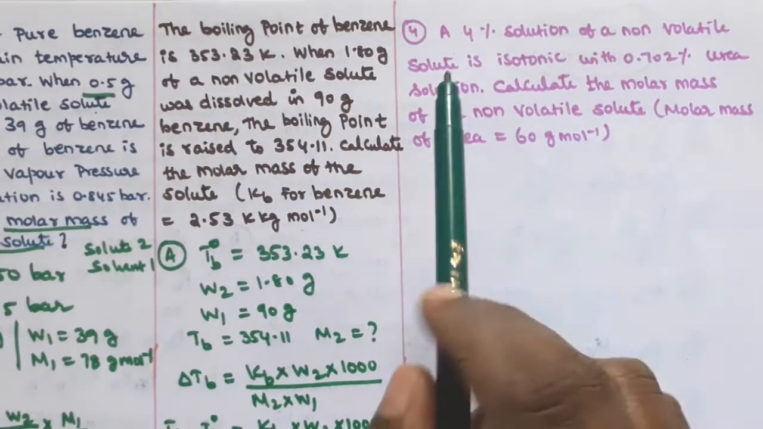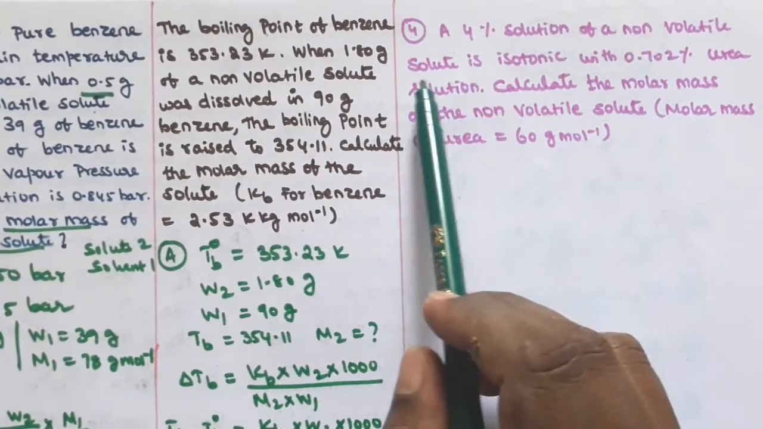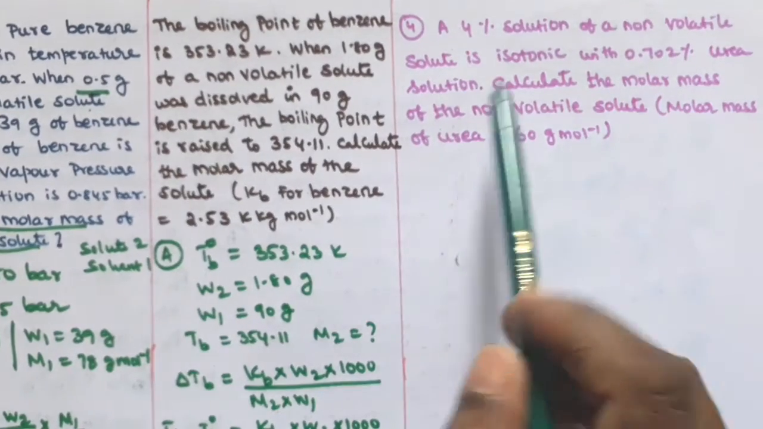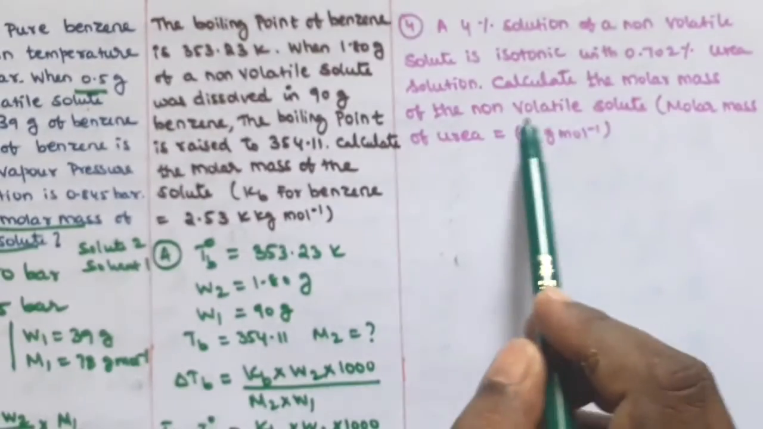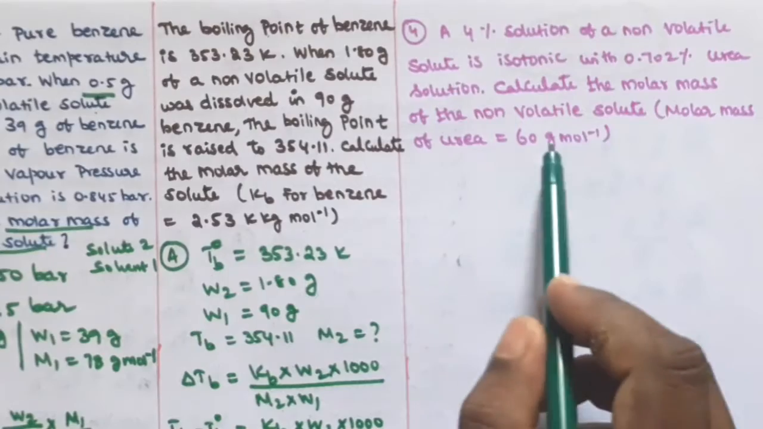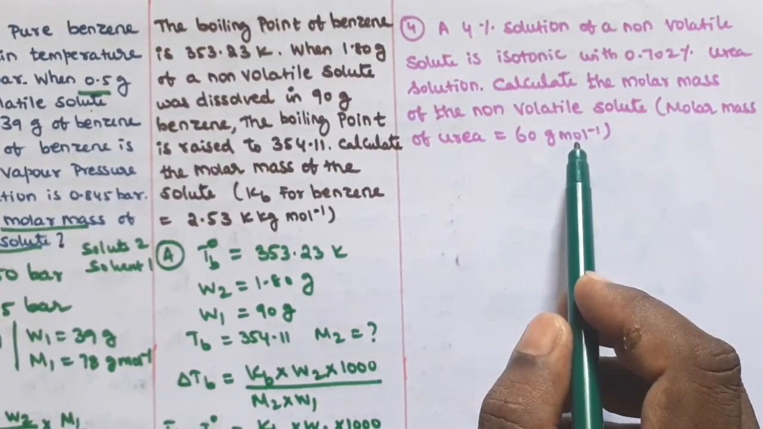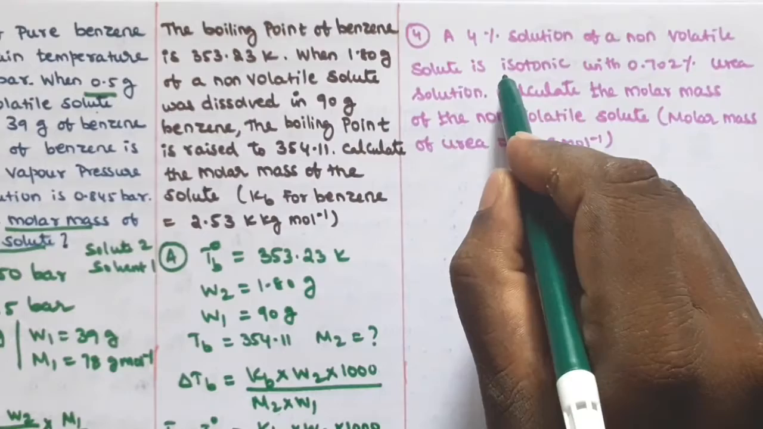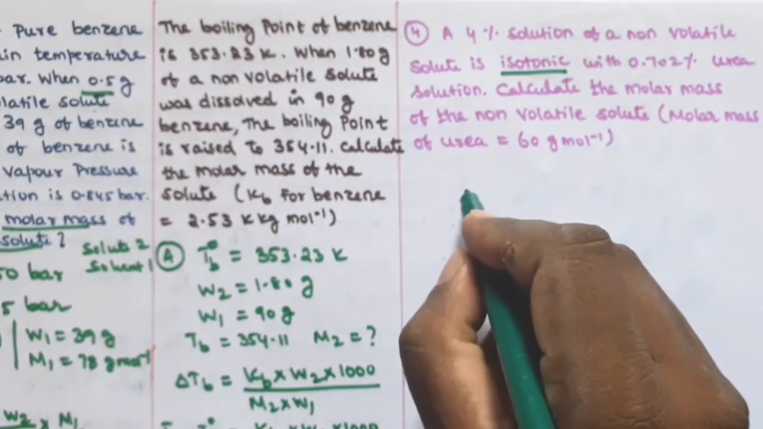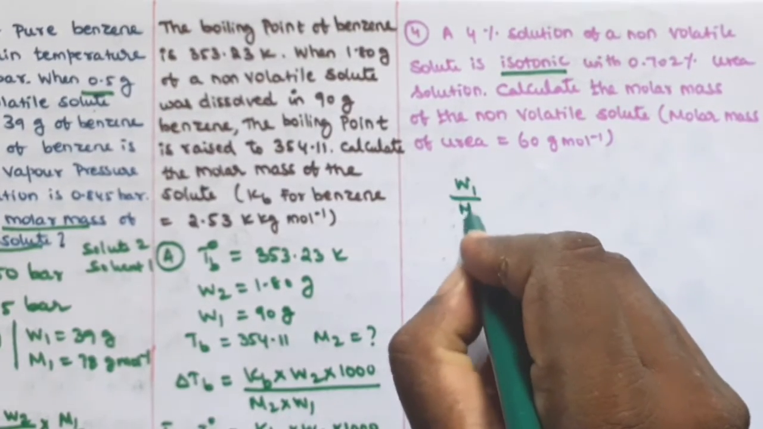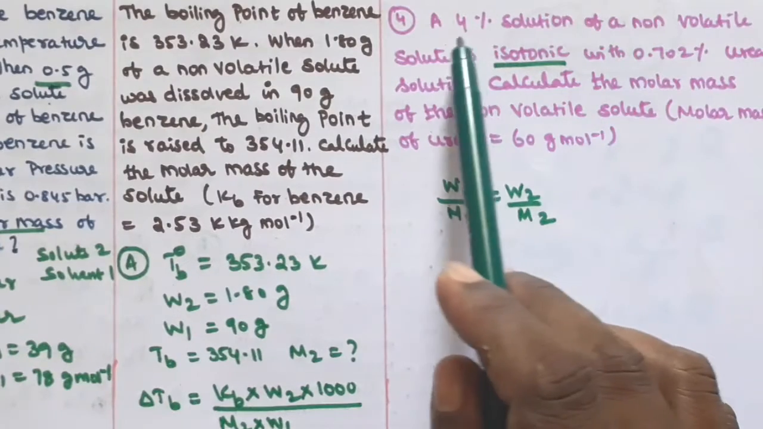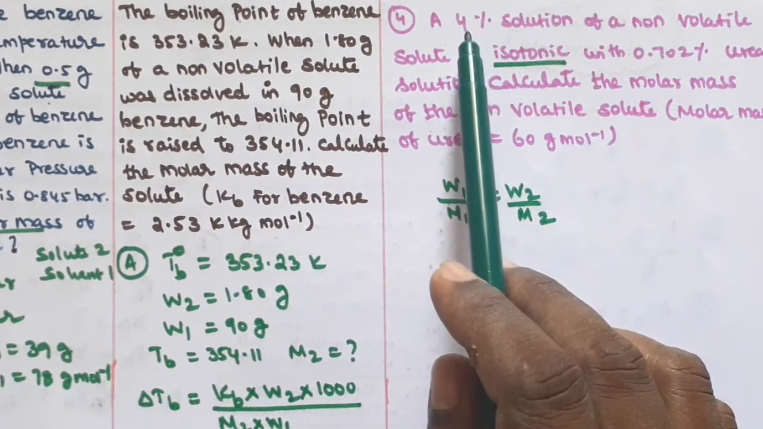Question number 4. A 4% solution of a non-volatile solute is isotonic with 0.702% of urea solution. Calculate the molar mass of the non-volatile solute. Molecular mass of urea is 60 gram per mole. It is clearly given in the question that it is isotonic. Isotonic means the concentration of the first solution must be equal to the concentration of the second solution. So the formula is W1 by M1 is equal to W2 by M2.